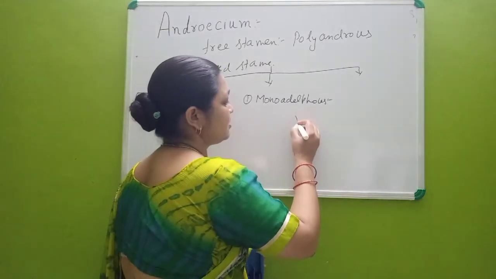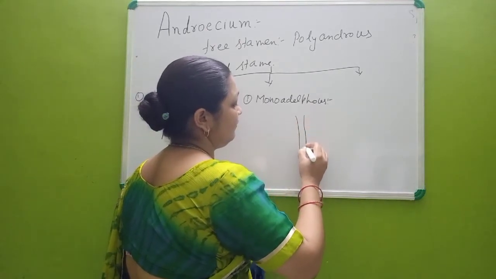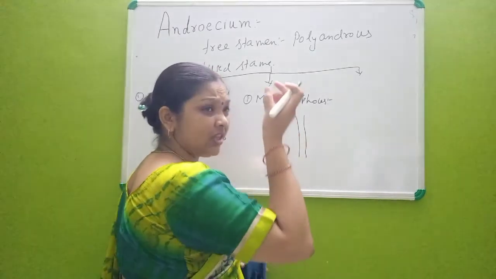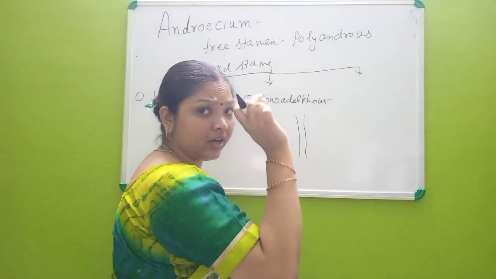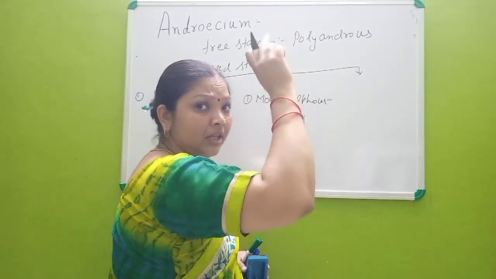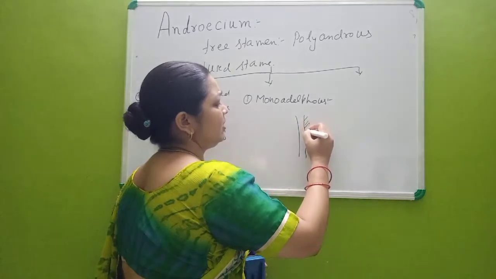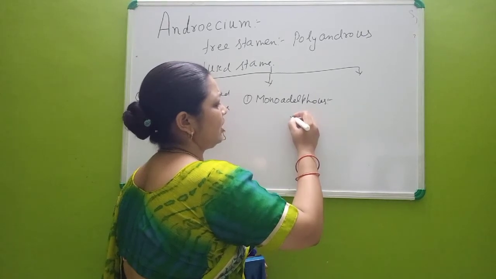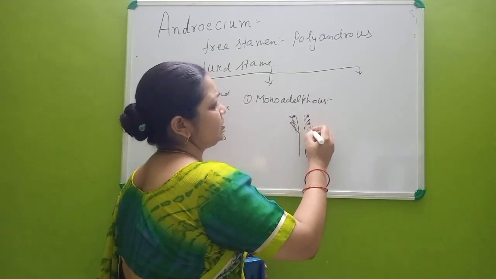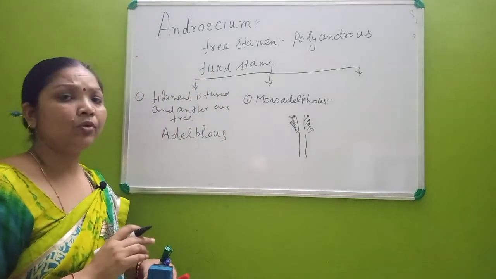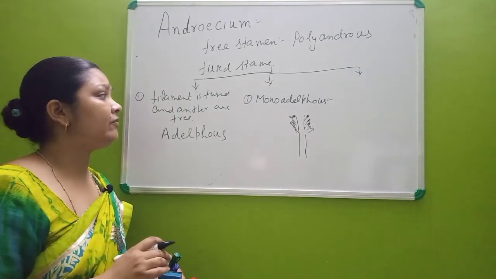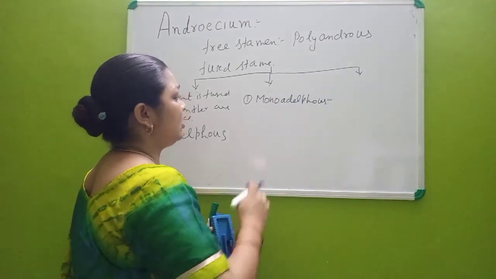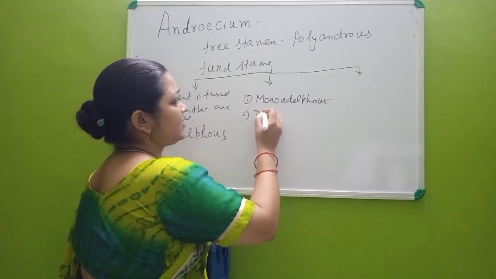What happened in this? This is a filament. This is called the filamentous tube. You have seen the structure of China rose. A red color tube is coming to which many stamens are attached like this, and to it there was a yellow color structure attached. This type of structure is called monoadelphous condition, where filaments are fused and anthers are free.